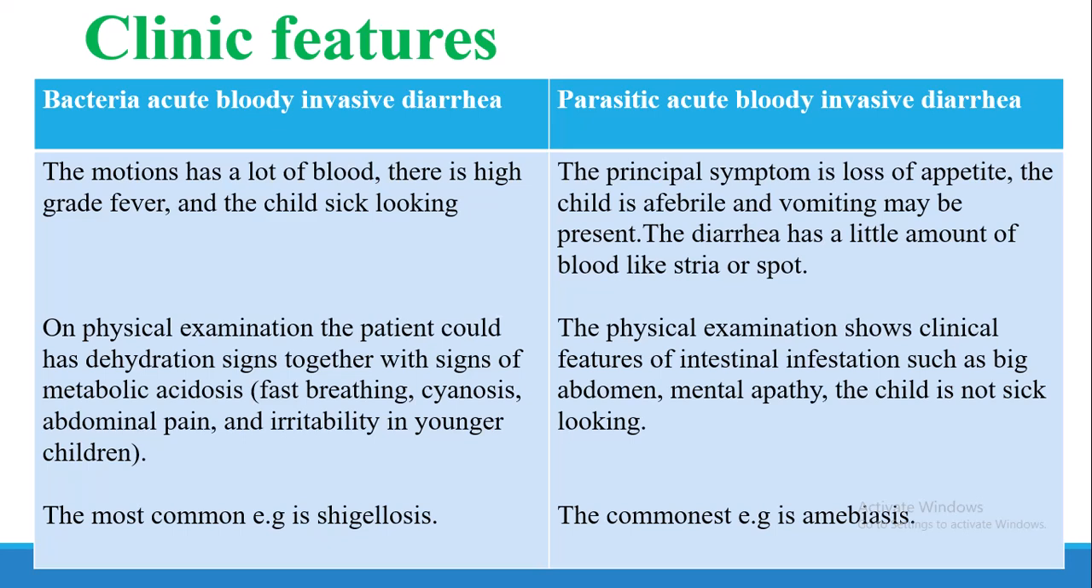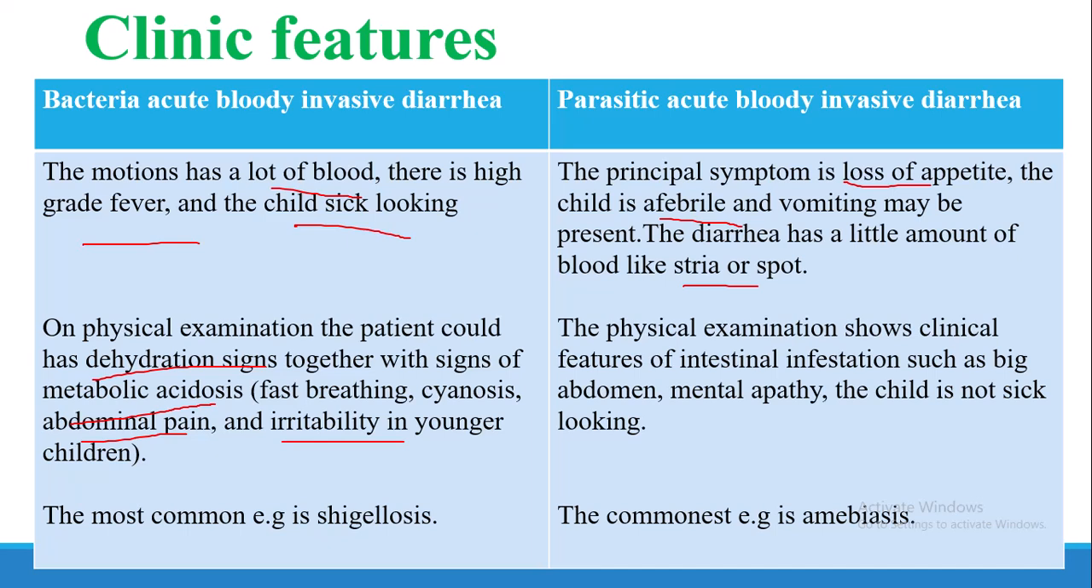In bacteria, the motion has a lot of blood and there is high-grade fever and the child is sick looking. Whereas in parasitic infection like amoebiasis, there's loss of appetite, the child is febrile, vomiting may be present, and the stool has a little amount of blood, like a streak or spot. Then on physical examination in bacteria, the child has dehydration signs together with metabolic acidosis, and you have features like abdominal pain and irritability.